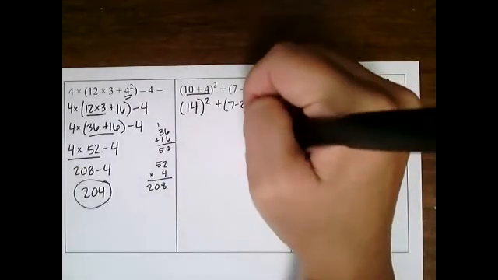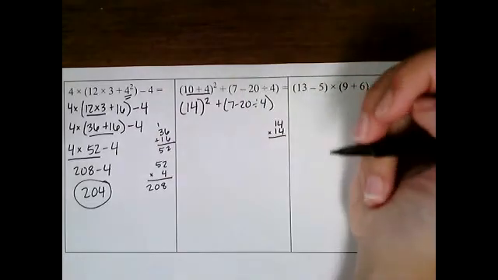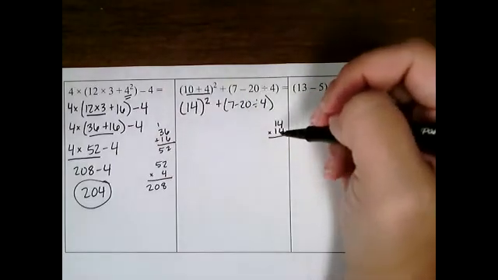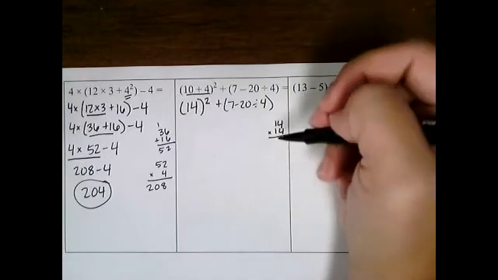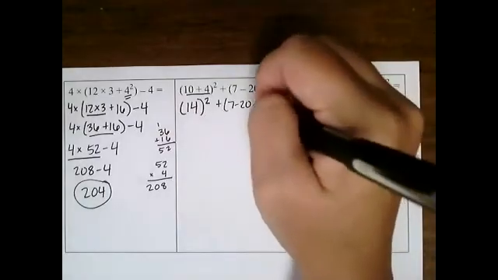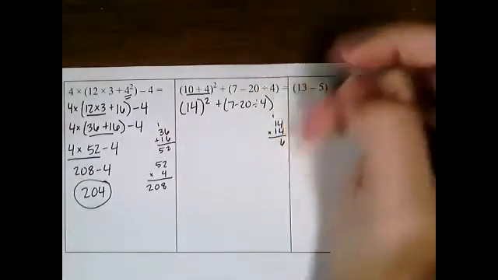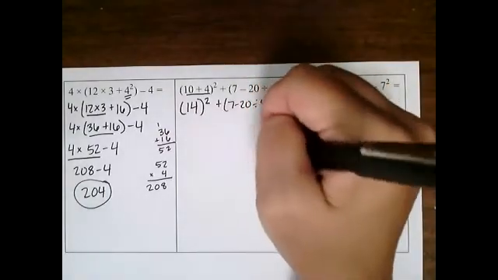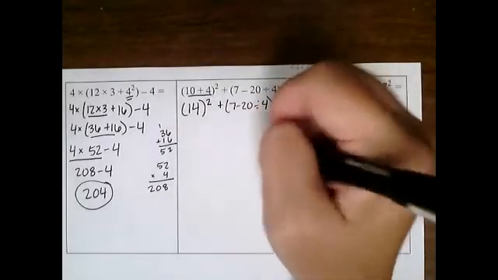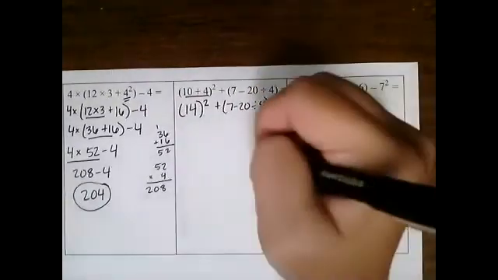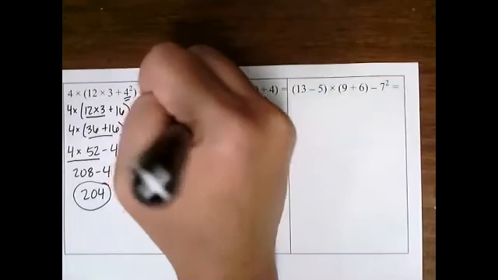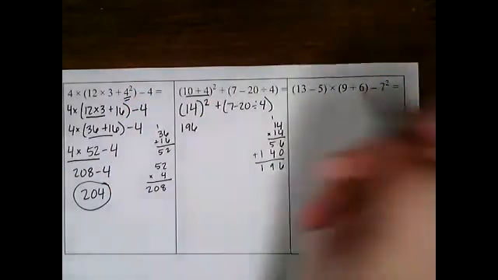I do want you, and we'll get to this soon, but I do want you to know your perfect squares up to 15. So you should know what 14 times 14 is, but just to remind you, we'll go ahead and do that out. 4 times 4 is 16. 4 times 1 is 4, plus 1 is 5. Bring your 0. 1 times 4 is 4. 1 times 1 is 1. Add those together. 6, 9, 1. So you have 196 there.